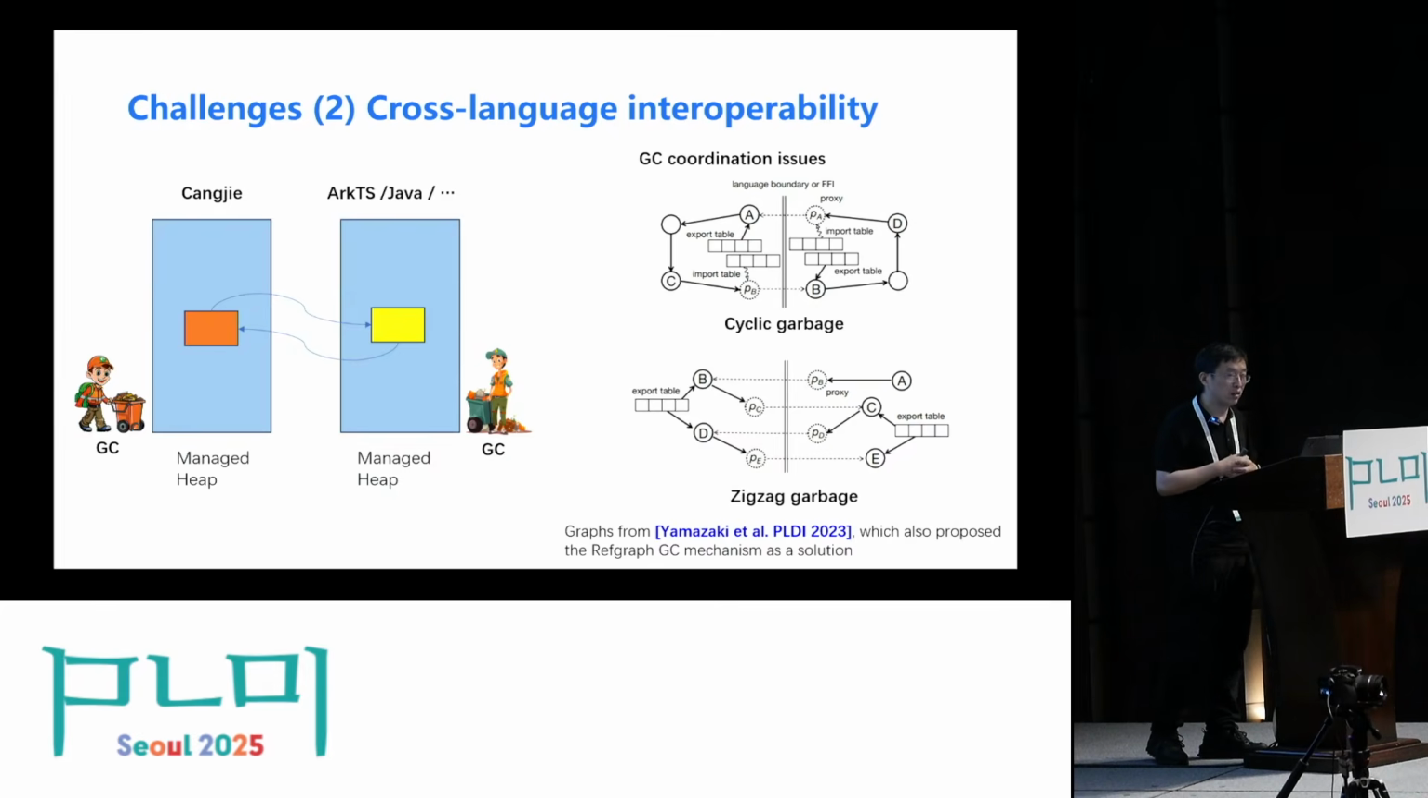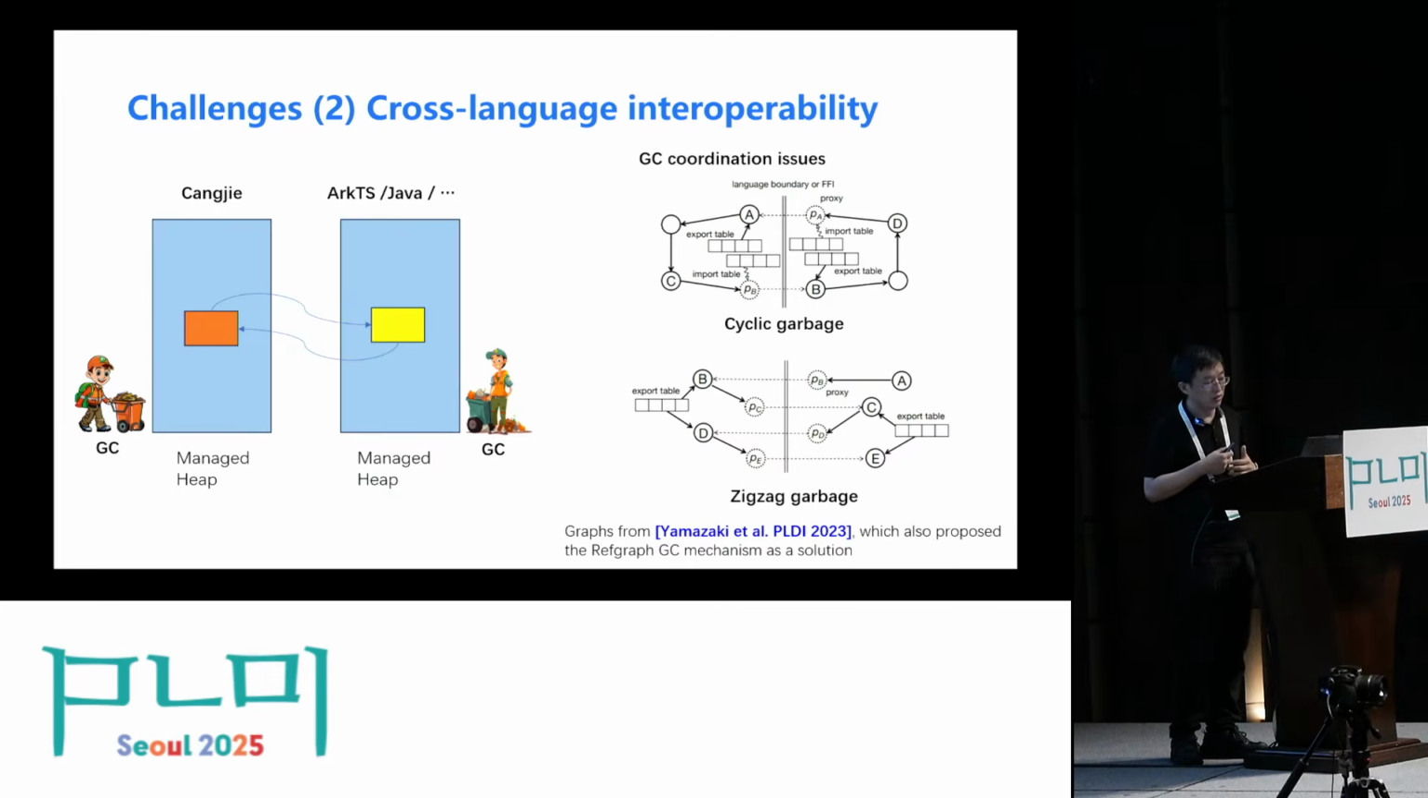So in this kind of scenario, both languages have their own garbage collectors. Then the garbage collectors need to cooperate. Then there's this nice PLDI paper that pointed out that we may have several issues. Actually, these issues also show up in real programs in our projects. So one of the problems is that the objects may form cycles across both sides of the languages. And then the garbage collectors may not be able to collect all these cyclic nodes.